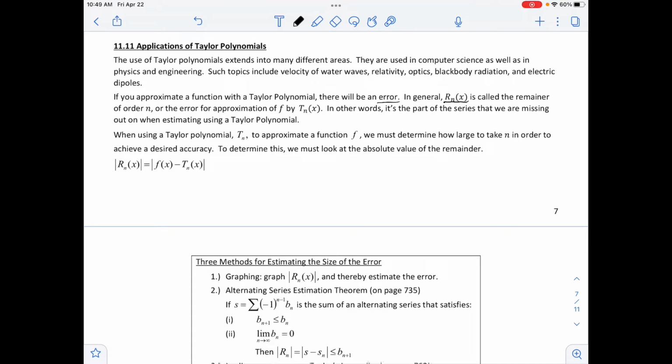When using a Taylor polynomial T sub n to approximate a function f, we must determine how large to take n in order to achieve a desired accuracy, like what we did in the last section where it said to round to the 4th decimal place or to the 5th decimal place. To determine this, we must look at the absolute value of the remainder. So the absolute value of R sub n of x is equal to that function minus that Taylor polynomial T sub n of x.